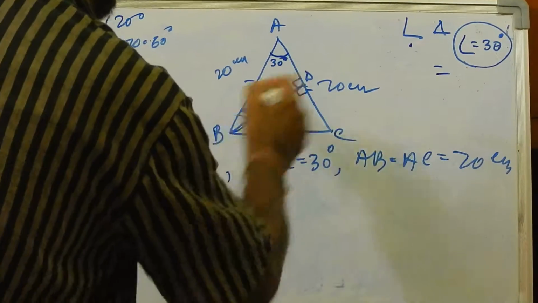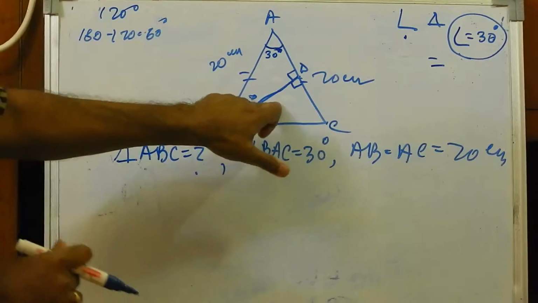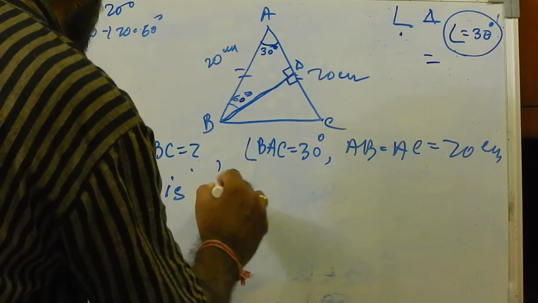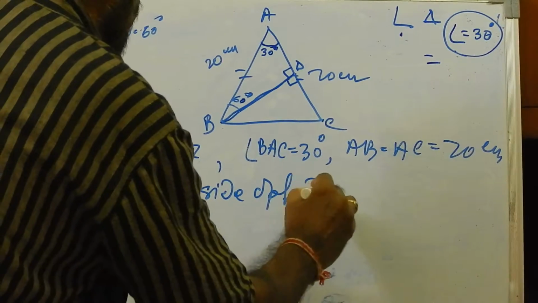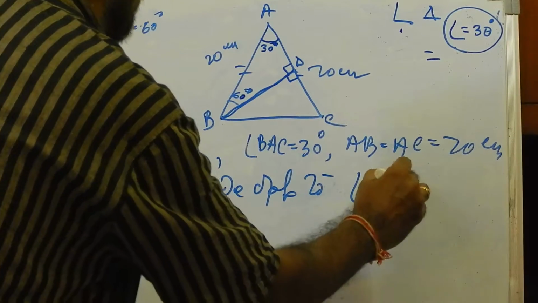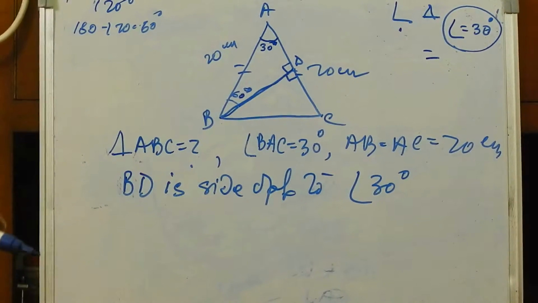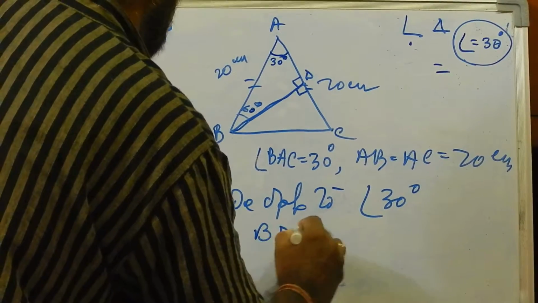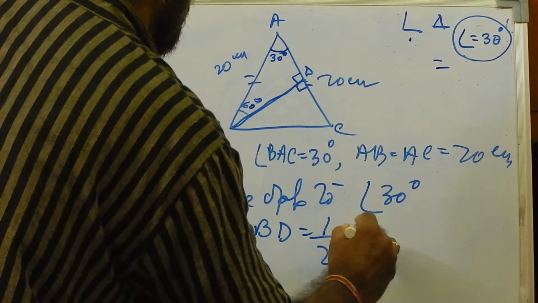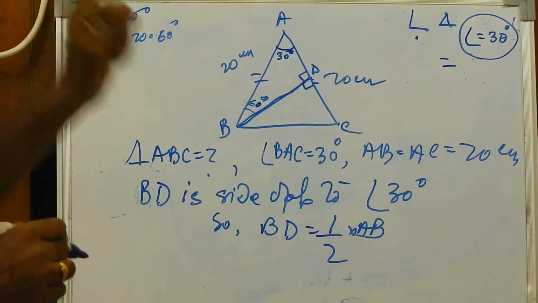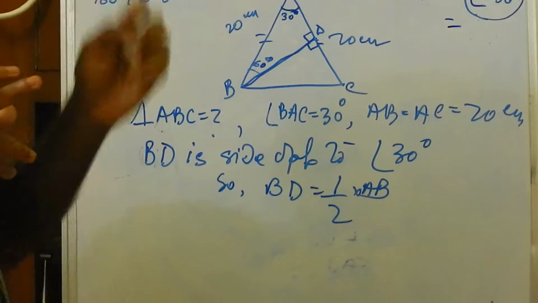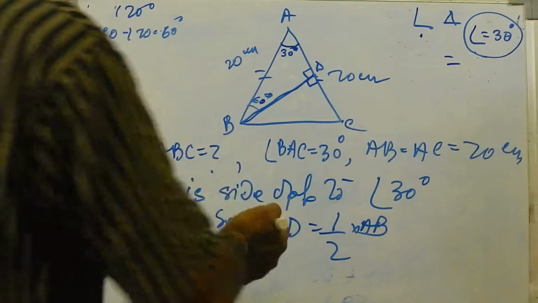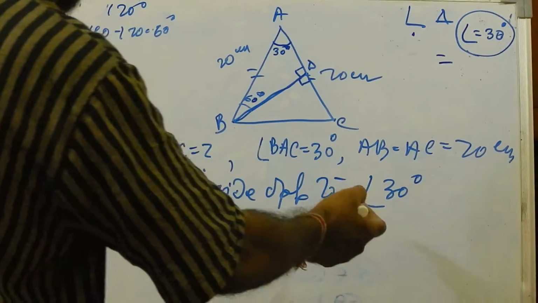So here BD is the side opposite to the angle 30 degree. So it should be half of the hypotenuse. So BD equal to half AB. It is a theorem for any right angle triangle containing a 30 degree angle. That means 90 plus 30, 120, the other should be 60. So BD equal to half AB.